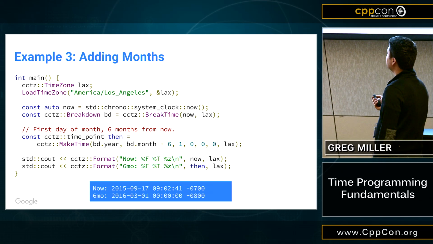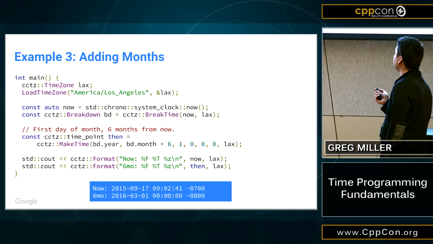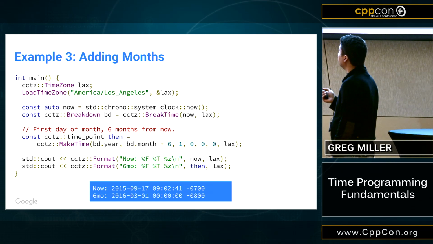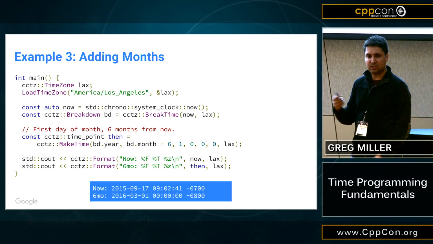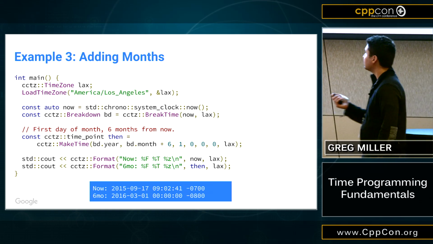Again, we're going to start off, unsurprisingly, by loading up a time zone. Get the LAX time zone since that's where we are today. I'm going to get std::chrono system clock now to get the current time, and I'm going to call break time. I'm going to break down the current instant in the LA time zone and get this breakdown structure. Remember, breakdown is a civil time. It has year, month, day, hour, minute, second.